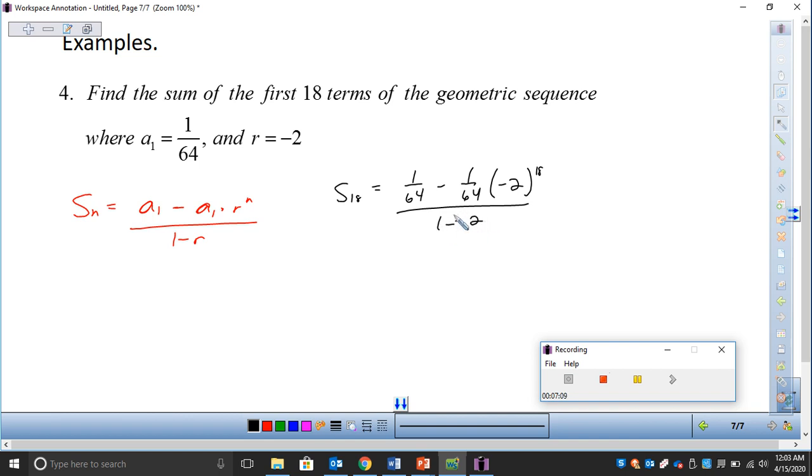So you're going to be plugging this a lot into your calculator, which is going to be helpful for you. 1 over 64 minus 4096 all over 3. And I'd like a fraction for this, but you guys knew that. S sub 18 equals negative 87,381 over 64.